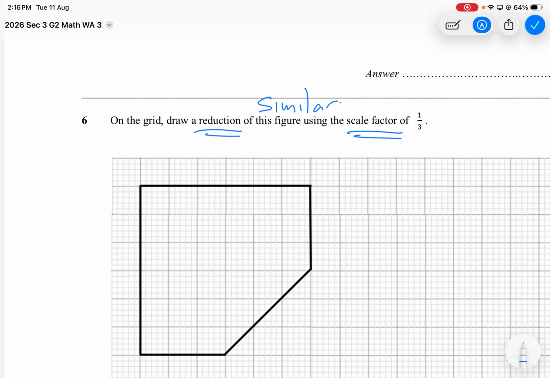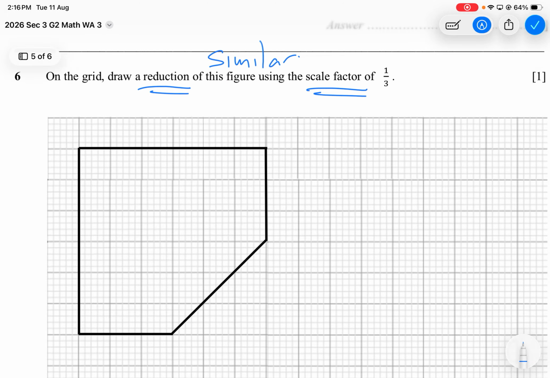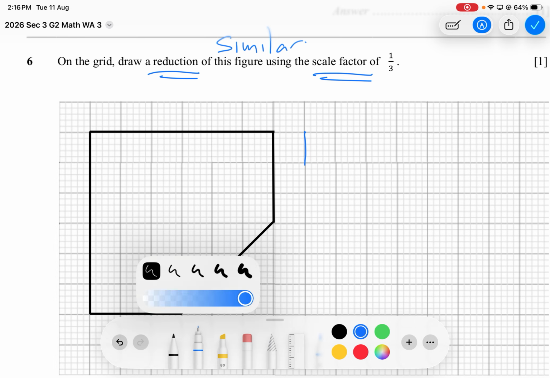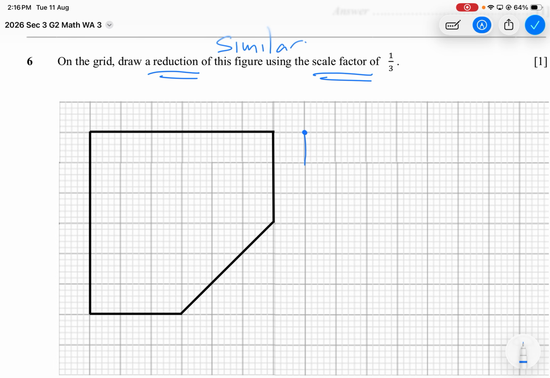So if the scale factor is 1/3, I go and count. Here, 1, 2, 3, 4, 5, 6. 6 times 1/3, or 6 divided by 3, is 2. So I go and draw. Instead of 6, now I draw 1 box, 2 box. The box is drawn for you already, don't need to use your ruler. Then 1, 2, 3, 4, 5, 6. Also 1 box, 2 box.